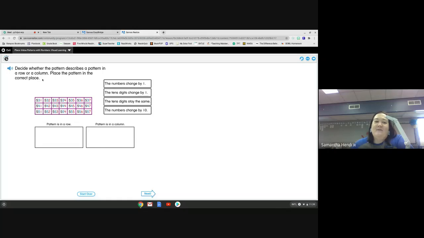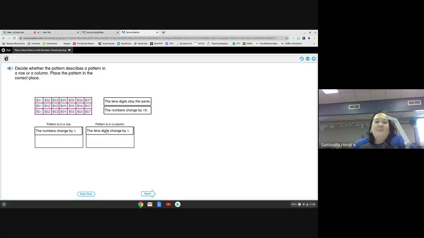Decide whether the pattern describes a pattern in a row or a column. Okay, so these are columns, like columns of a house, and these are rows. So the numbers change by 1. Let's look. We have 531, 532, 533. So would that be a pattern in a row or a column? Correct, in a row. The tens digits change by 1. So we have 31, 41, 45, or we have 30, 30, 30, 30, 30, 30. So column or row?